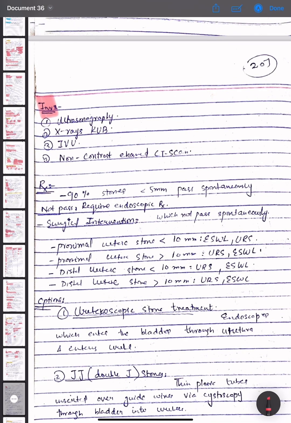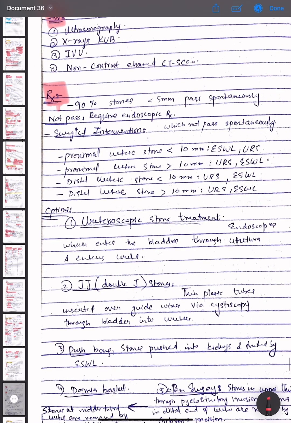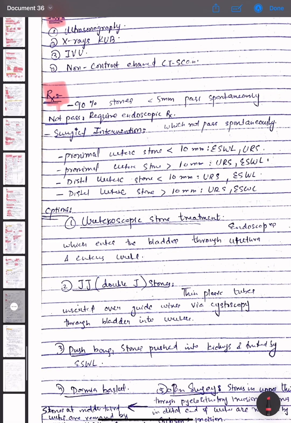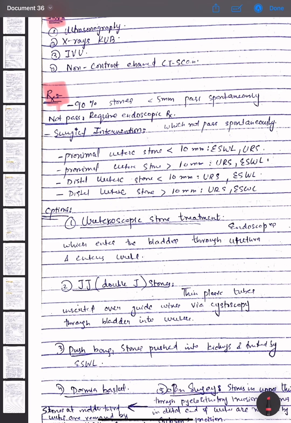The treatment options: 90% of stones less than 5 millimeters pass spontaneously. If they do not pass, they require endoscopic treatment. Surgical interventions are done for those that do not pass spontaneously. For a proximal ureteric stone less than 10 mm, extracorporeal shockwave lithotripsy is done. For a proximal ureteric stone greater than 10 mm, other procedures are provided, and likewise for distal ureteric stones less than 10 mm and greater than 10 mm.